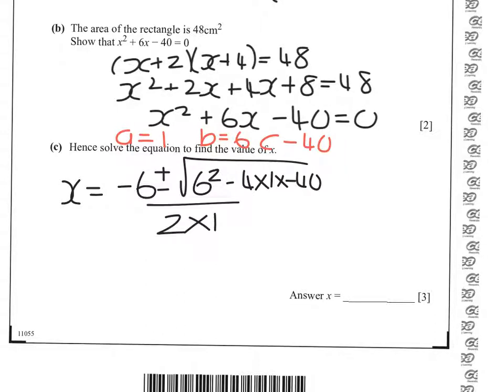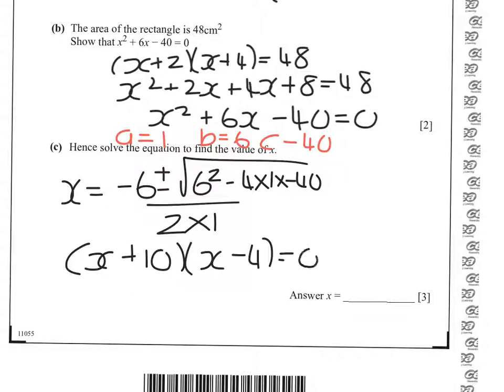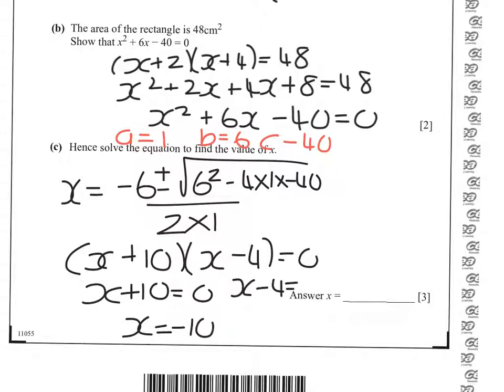Alternatively, we can factorise, so we're looking for two numbers that multiply to give minus 40, but add to give plus 6, and those two numbers would be plus 10 and minus 4. That gives us x plus 10 equals 0, so x would be minus 10. That makes no sense because we're dealing with length. Our x minus 4 equals 0, so x would be 4. The last thing we have to do is remember that x has units, and x is 4 centimetres.